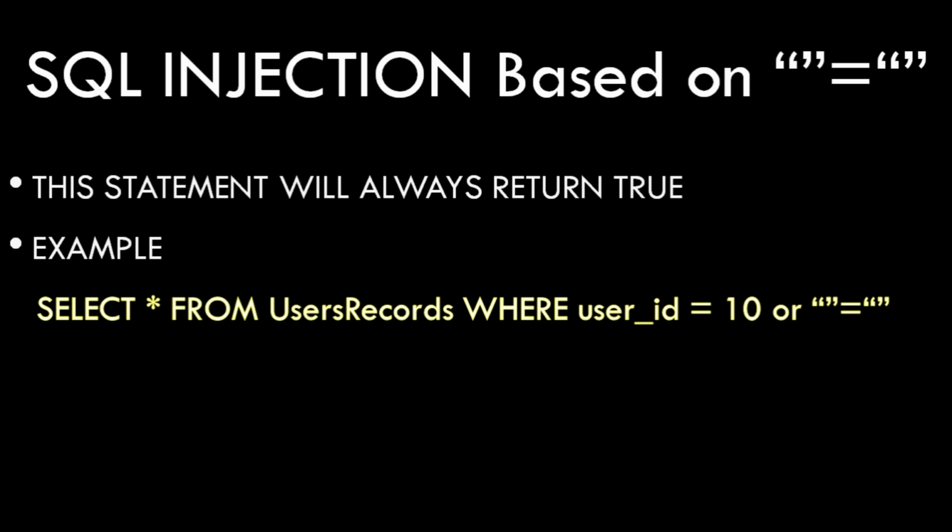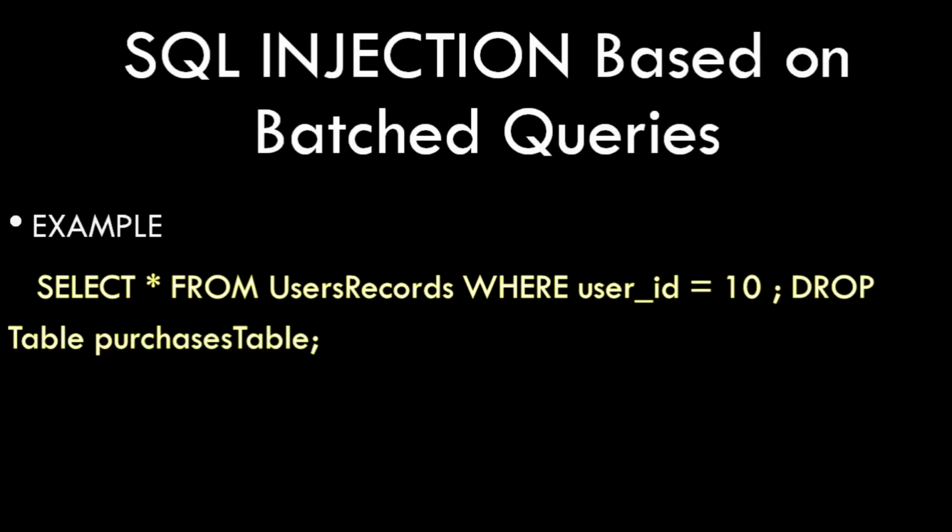Now moving on to the next one is the batch queries. Now probably this is the most dangerous one because you can alter the queries, you can add more queries, or you can append more details to the database or to the table. Now as you can see that I am selecting the user details for the user ID equal to 10. But at the same time, I am appending a query for dropping my purchase table. Now that looks a bit dangerous because using these alterations, you can delete or you can update any record or any table in the database, and that is really dangerous.